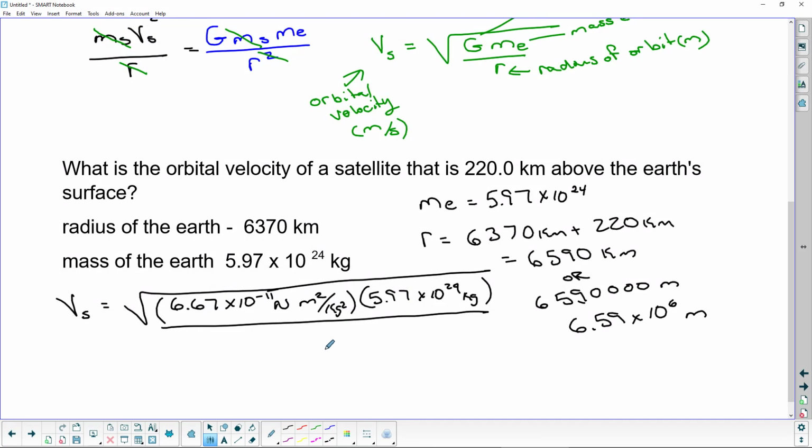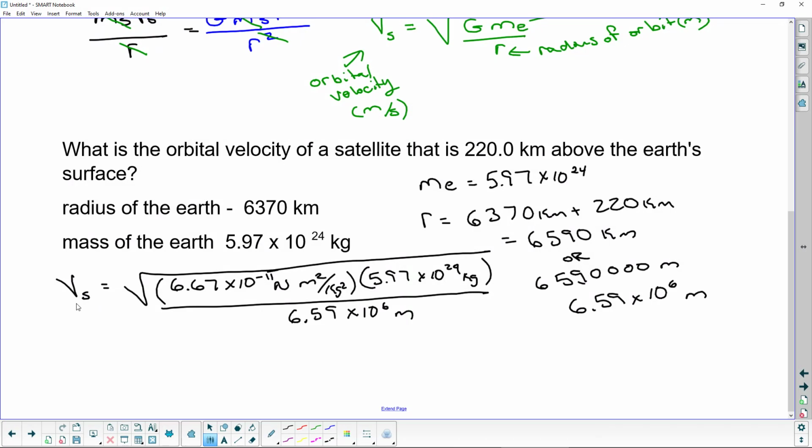So our radius was 6.59 times 10 to the 6th meters. Because of the newtons, we're going to end up losing a kilogram there, and newtons, if you remember, is meters per second squared times kilograms. So the other kilogram is going to go, and we're going to be left with meters squared per second squared when we're done. And then when we square root it, it'll give us meters per second.